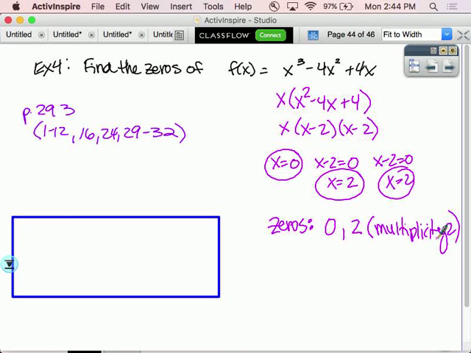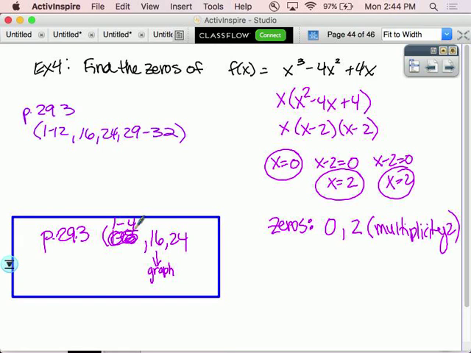So these are the problems that you're going to do for homework. Not all of these. These are the ones that are in the box. Page 293. I want you to do 1 through 5. 16 is the only one that you have to graph. Take all 5, make that 1 through 4. Number 5 has multiplicity.